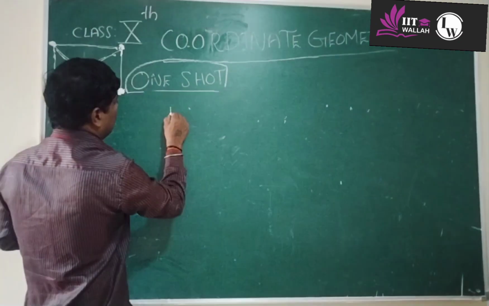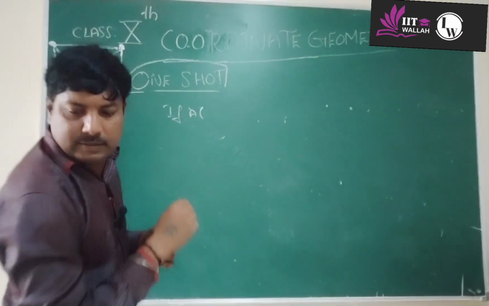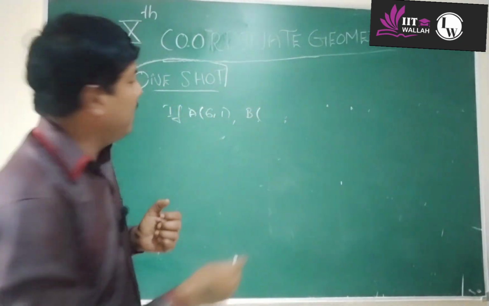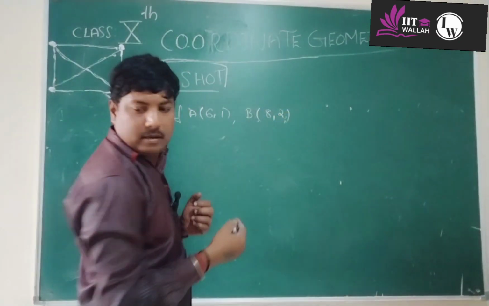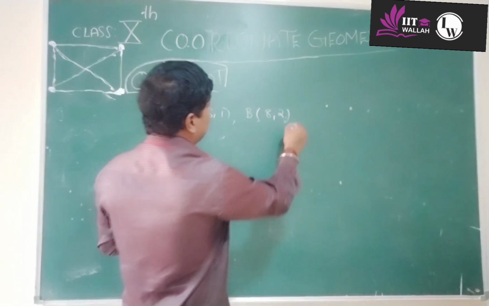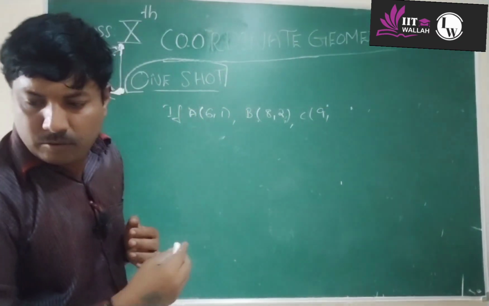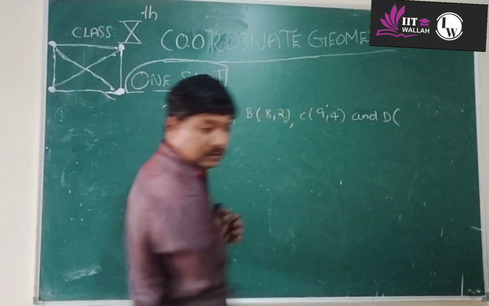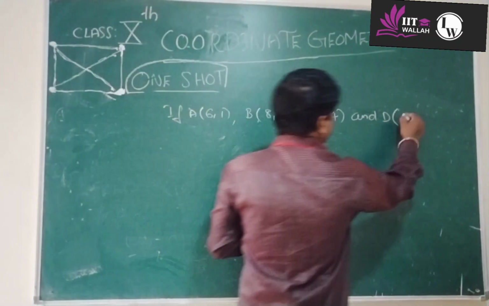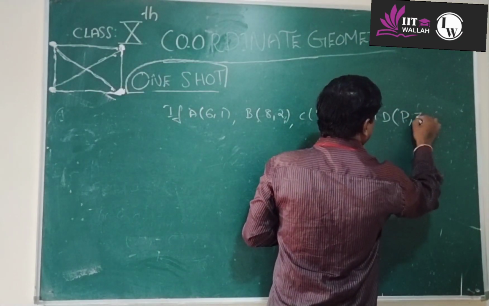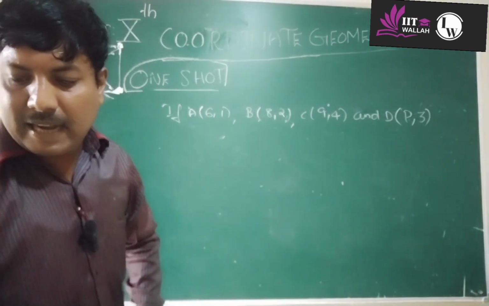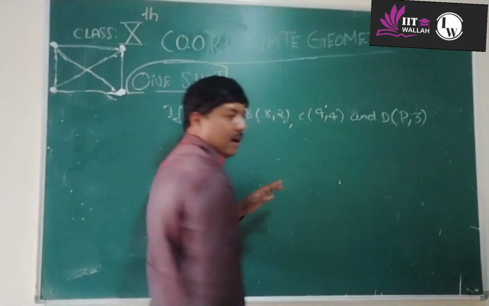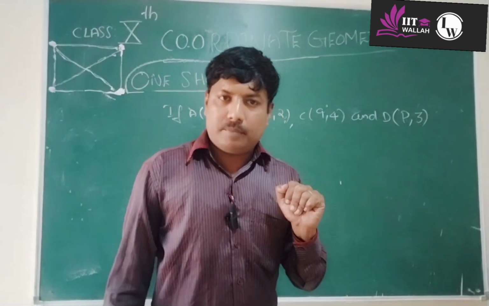If A is (6, 1), B is (8, 2), C is (9, 4) and D is (p, 3) are the vertices of a parallelogram. They are saying that these are the vertices of a parallelogram.